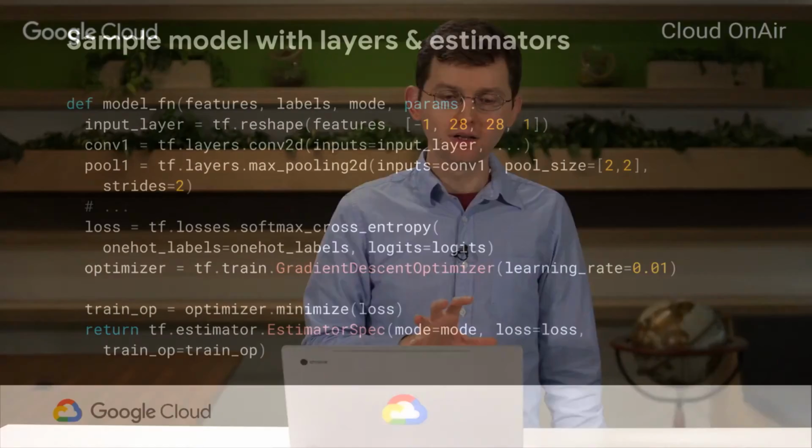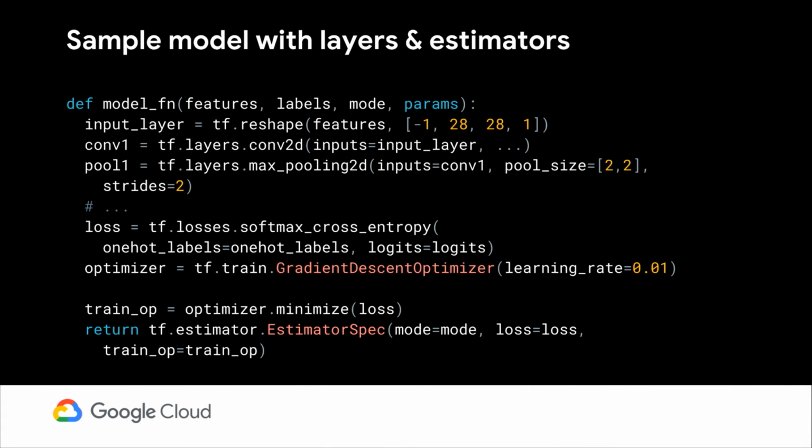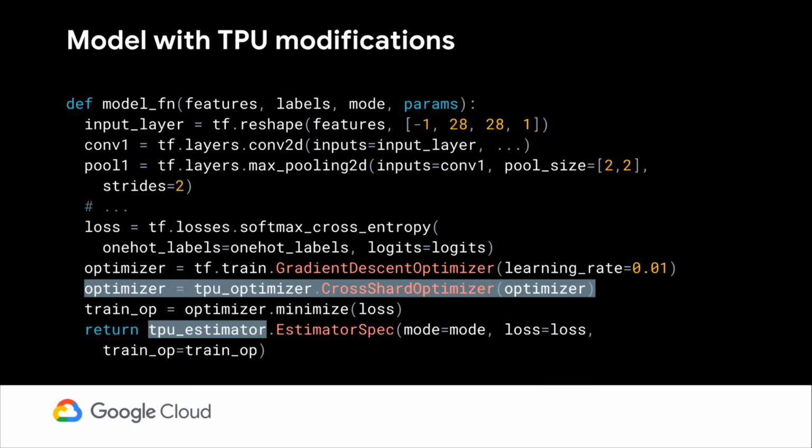Now here's an example of the kind of model you might write with layers and estimators. This is a convolutional model. And so you can run this on your local computer. And how do you change it to make it compatible with a TPU? Well, in this case, you just have some small changes to make. You wrap the optimizer here, as you can see, and then you're using a TPU estimator. And we're working to minimize these changes over time.